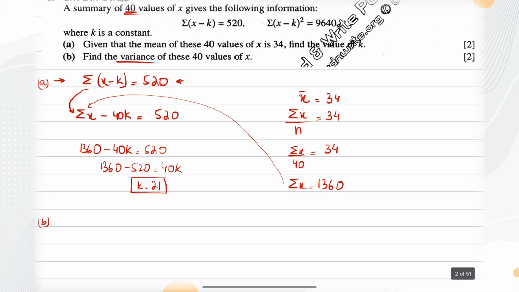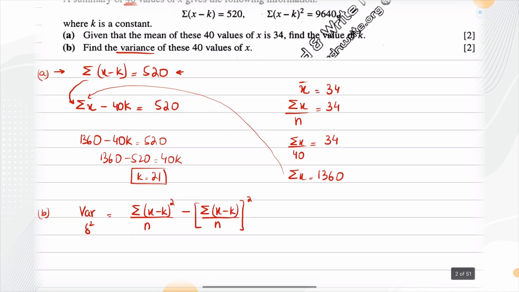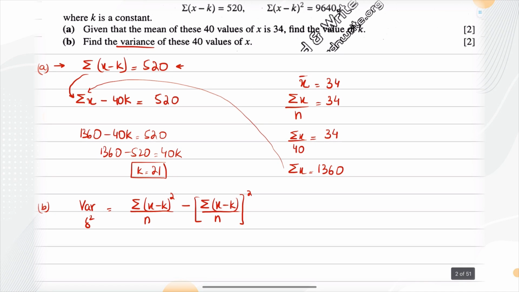So in this situation, the formula that we're going to use for variance, which is sigma squared, is going to be summation (x minus k) the whole thing squared. That means the sum of all the values after k was deducted and after we squared them, divided by the number of terms, minus (summation (x minus k) over n) the whole thing squared. So you can think of it this way: the new sum minus the new mean, square of the new mean basically.